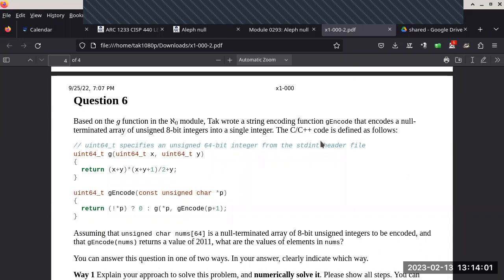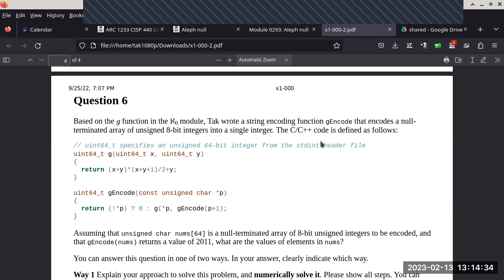Otherwise, I return the G function applied to whatever the character P is pointing to, and the encoding, G encode, which is the very same function that we're in, on P plus one. So what is P plus one? The next character. The next character, very good. P plus one is the address of the next character, to be more precise. So I'm basically using this to recursively process every character in the string until I get to the null terminator.